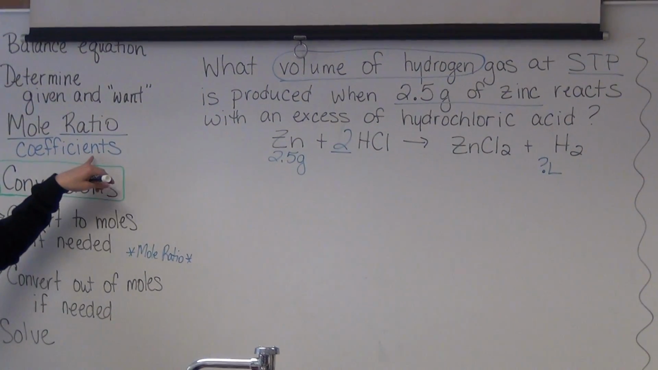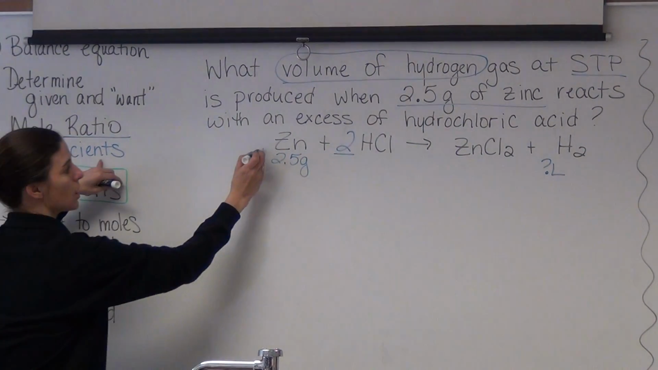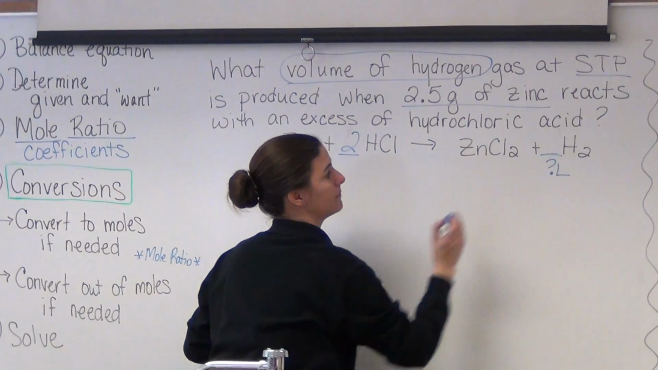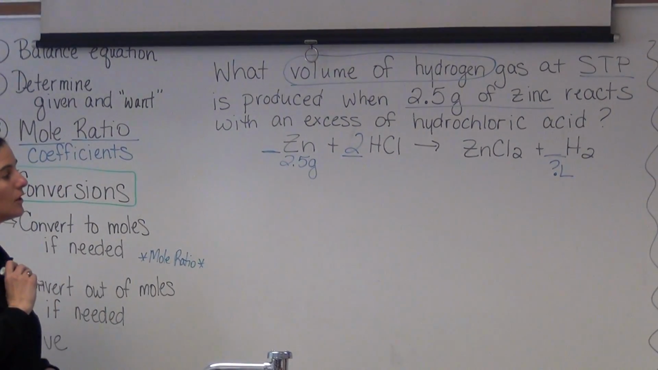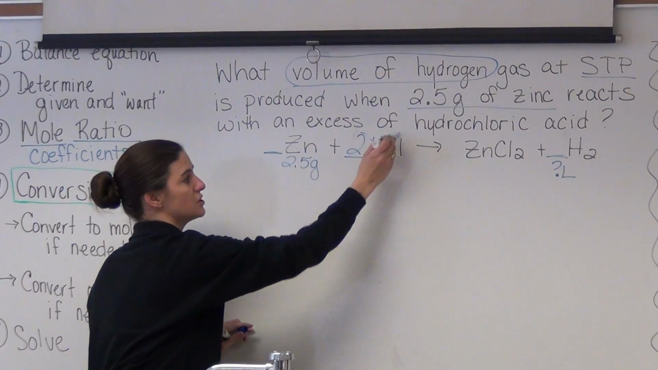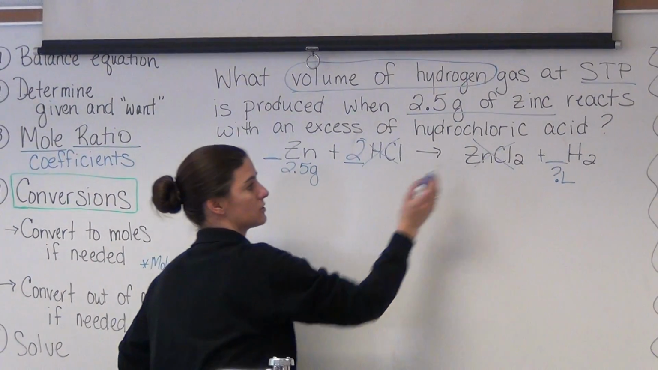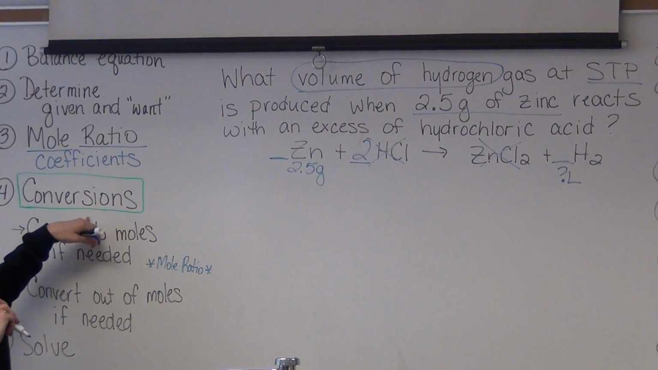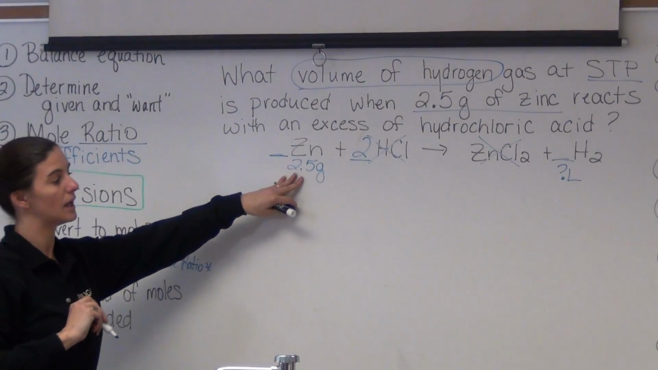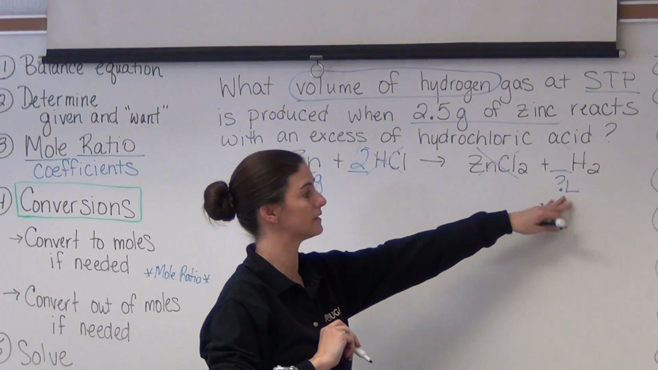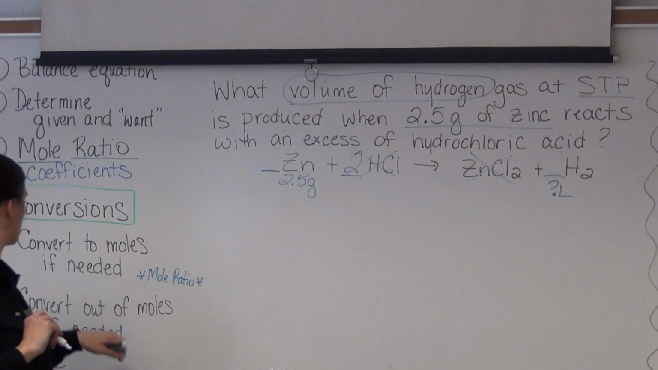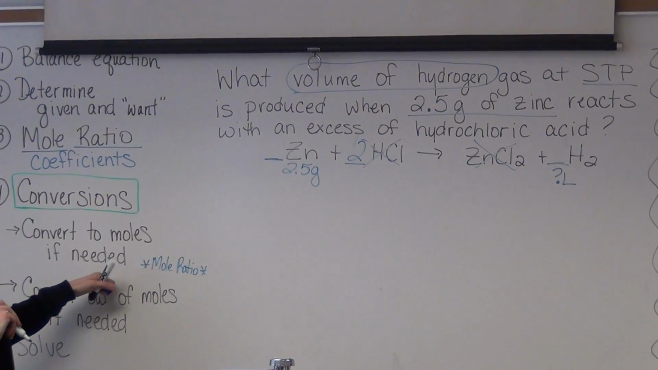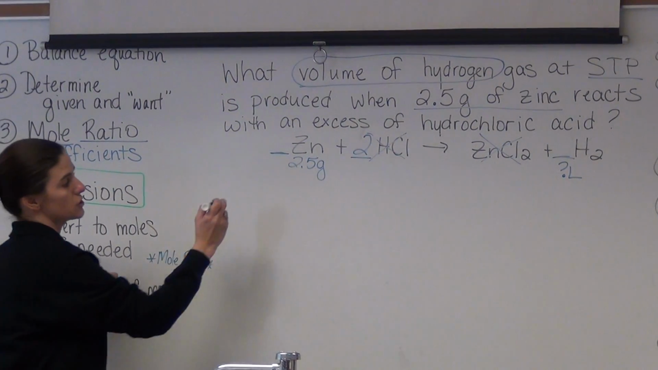So if we're looking at our mole ratio, we're only talking about the coefficients from zinc and the coefficients from hydrogen gas. We don't really care about the HCl or the ZnCl2. What conversions do we need? We need a conversion with grams, and we also need a conversion with the liters. So we're going to convert to and from moles because we have to use the mole ratio. So let's start with our given.